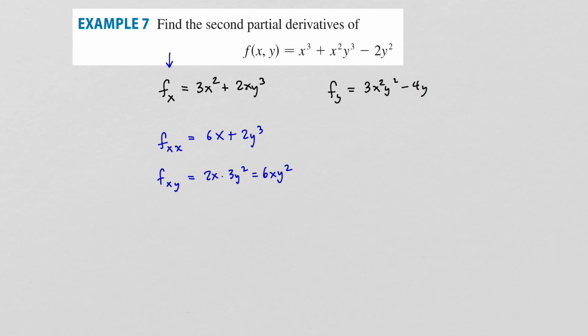Now we can do the same thing over here. If I start with the partial derivative with respect to y, I can take the second derivative, also with respect to y. We would call this fyy. And that is going to be 3x squared times 2y minus 4, which is 6x squared y minus 4. But I also could have taken that derivative and then taken the derivative with respect to x. The derivative here with respect to x is going to be 3 times 2x times y squared.